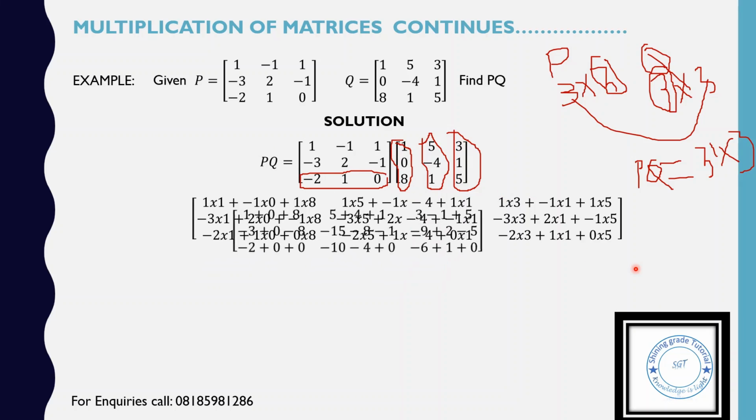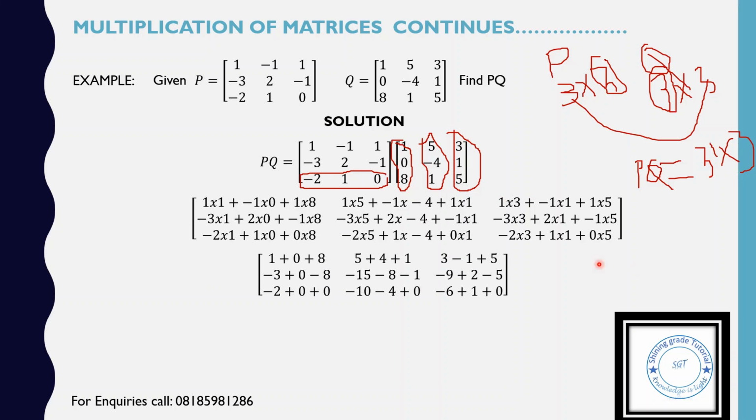Alright, so we can have that 1 times 1 is 1, 1 times 0 is 0, plus 0, 1 times 8 is 8, so we have the sum. 1 times 5 is 5, and 1 times minus 4 is plus 4, so we still have plus 1 times 1, so we have this. 1 times 3 is 3, minus 1 times 1 is minus 1, 1 times plus will be minus, do not forget. 1 times 5 is 5, that is written as plus.